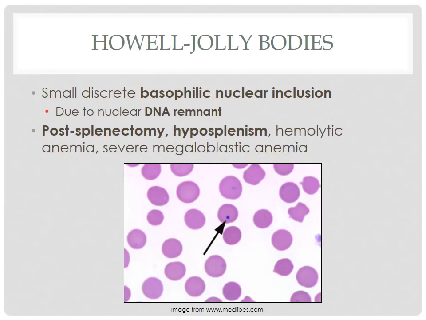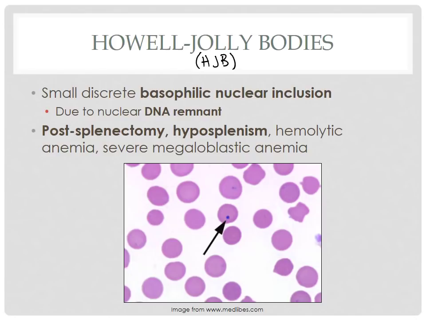Howell-Jolly bodies on peripheral smear. These are often abbreviated HJB. The Howell-Jolly bodies are a small piece of basophilic nuclear inclusion. So what does that mean? Basophilic meaning it stains easily, and nuclear inclusion meaning that it's still being retained by the cell. In this case, for the Howell-Jolly bodies, these are a DNA remnant, most commonly caused by either a spleen that's been removed or an underactive spleen. You could also see this with hemolytic anemias or other megaloblastic anemias, which we'll be talking about later.